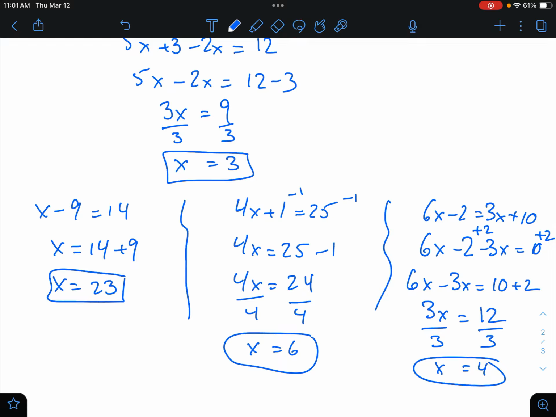Okay? So that's how you solve simple linear equations. They could be 1 step, 2 step. You could have variables on both sides. You can have brackets, all kinds of things, right? The rule is always the same. What we want to do is isolate for the variable. And if we do an operation on one side of the equation, you've got to do the same operation on both sides of the equation.